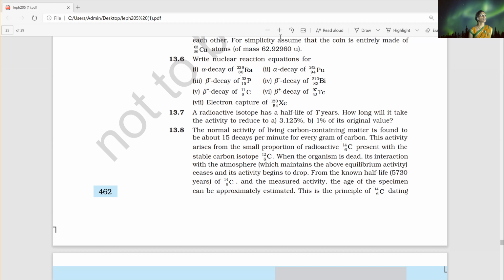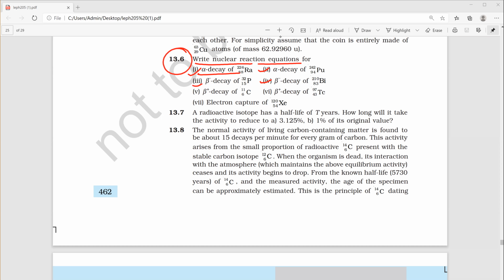The question is like this: write the nuclear reaction for the given equations. Let us see how to write the nuclear reaction for the given thing. So 13.6 we shall see. Write the nuclear reaction for the given. How many have they given? Alpha decay of the first, second, third, fourth, fifth, sixth, seventh. For all these we have to write the nuclear reaction.